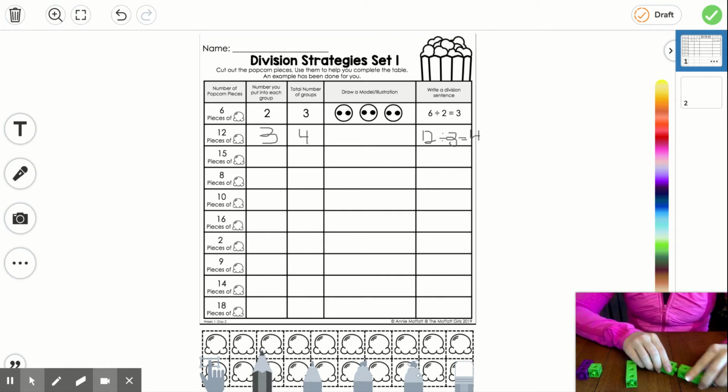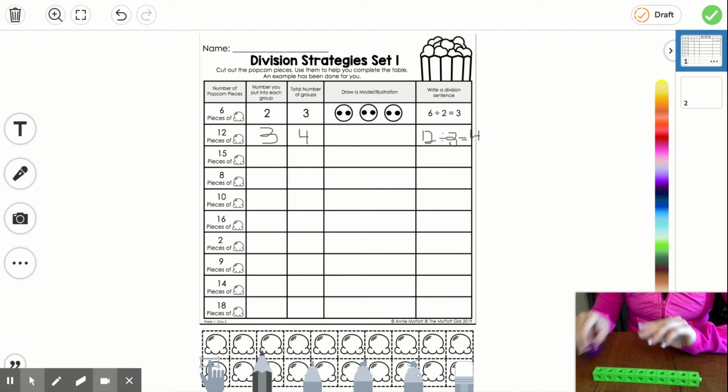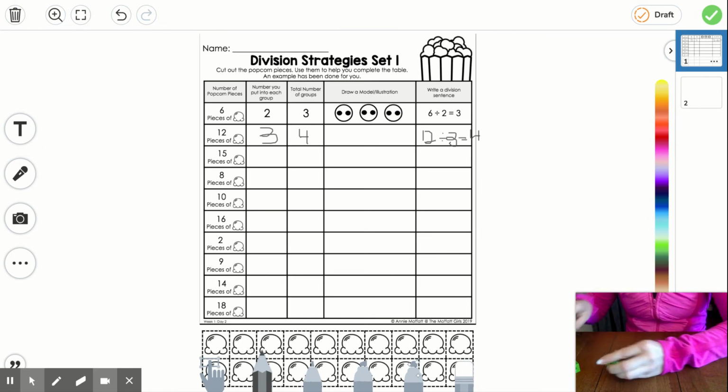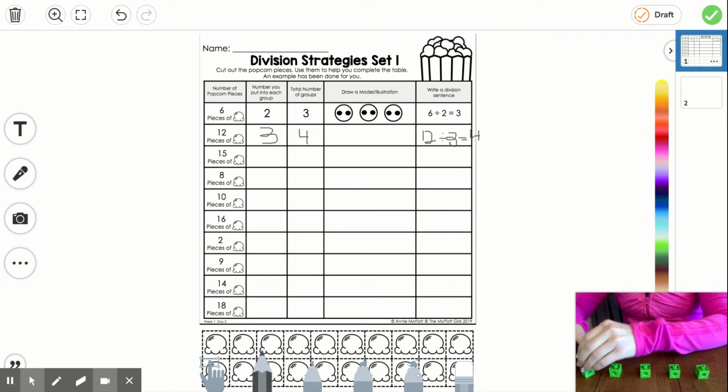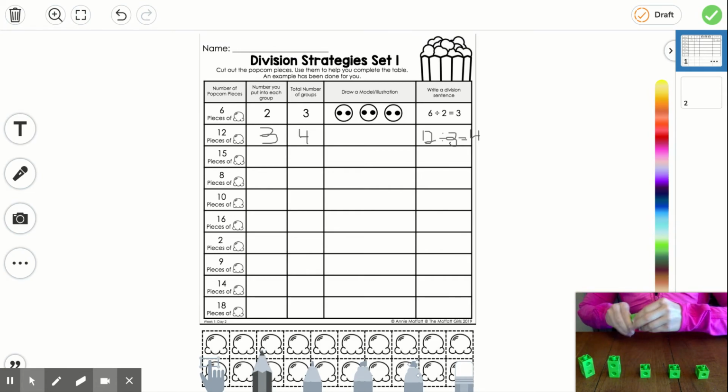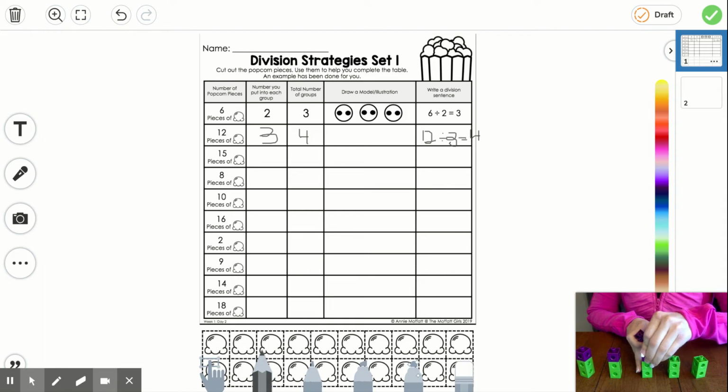So I'll review with you the number 15 as well. Let me build my number back. This is 10, and then I'm going to have 2, 3, 4, 5. Okay, so I'm going to put it into 5 groups. So I need to start sharing that out. So I'm going to just go 1, 2, 3, 4, 5. And then just keep building upon that until I've used all 15 of my manipulatives, because my whole amount that I am dividing is 15.